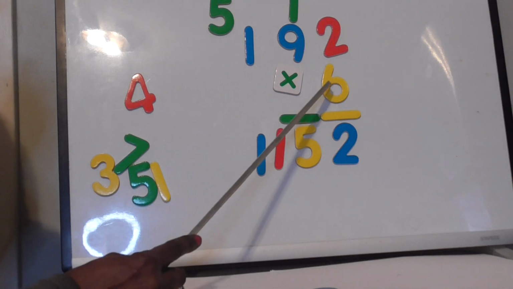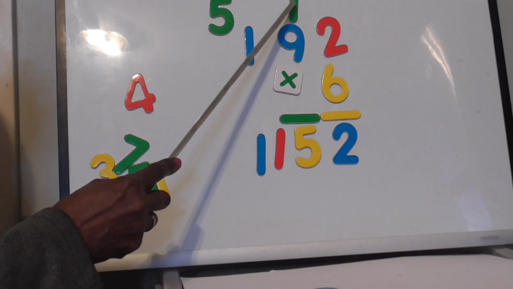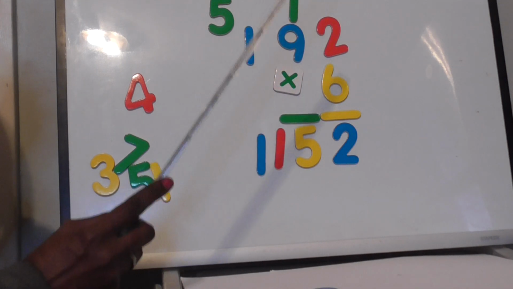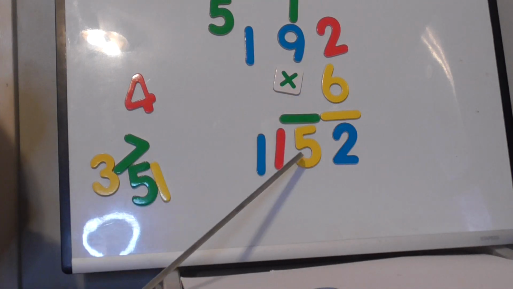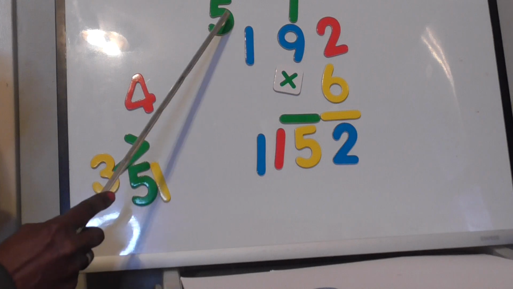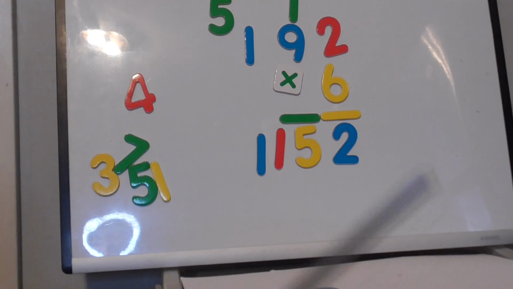How did we get it? 6 times 2 is 12. You put the 2 here, you put the 1 here, which has to be added on. 9 times 6 is 54 plus that 1. You put the 5 here, you put the other 5 here to be added on. 6 times 1 is 6. You add on that 5, 1,152. Let's do another one.